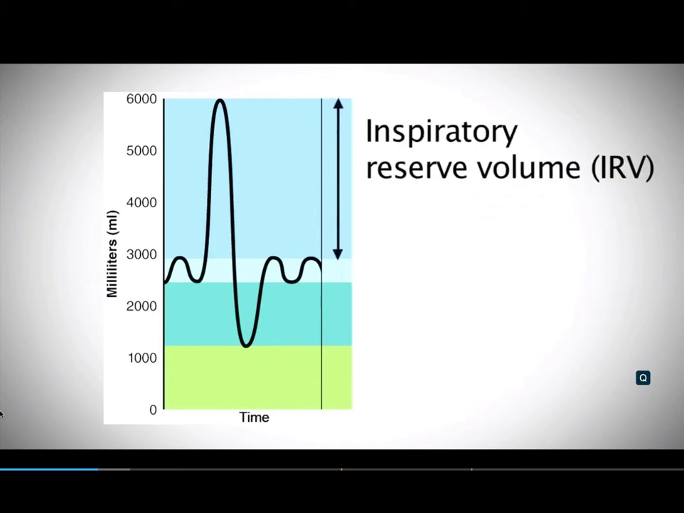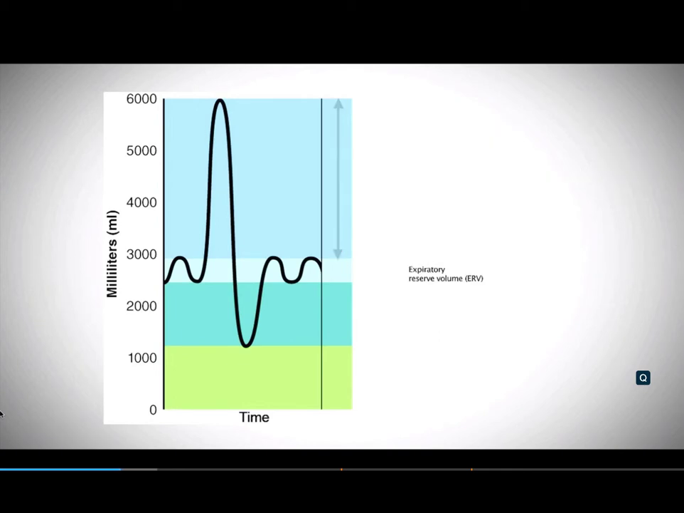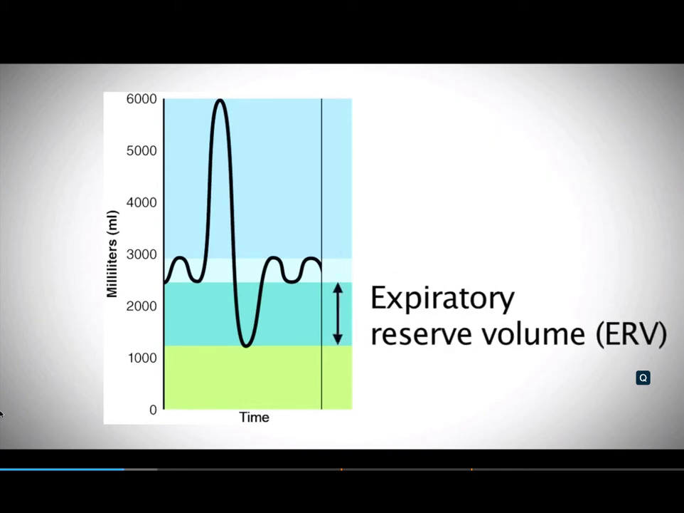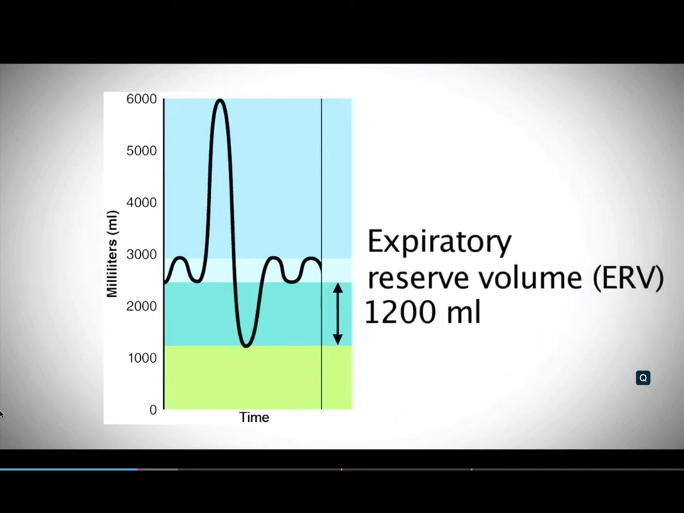The inspiratory reserve volume, or IRV, is the volume of air that can be forcefully inhaled following a tidal inhalation. The average inspiratory reserve volume is 3,100 milliliters. The expiratory reserve volume, or ERV, is the volume of air that can be forcefully exhaled following a tidal exhalation. The average expiratory reserve volume is 1,200 milliliters.